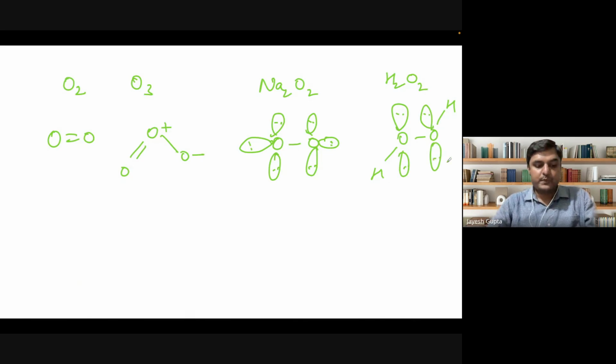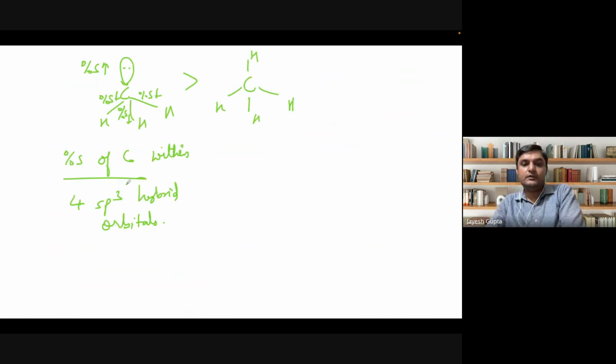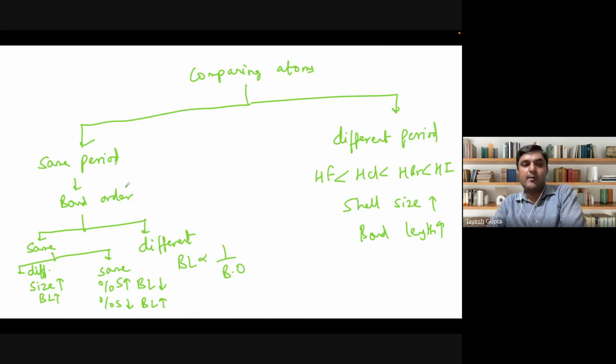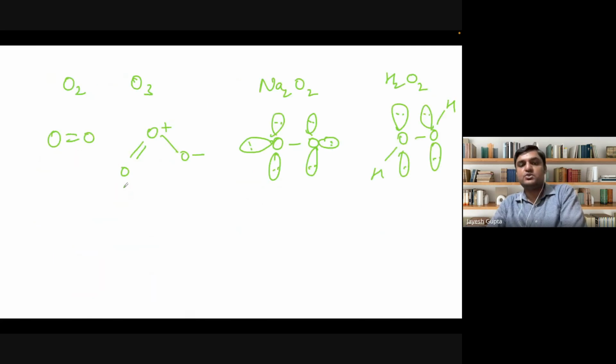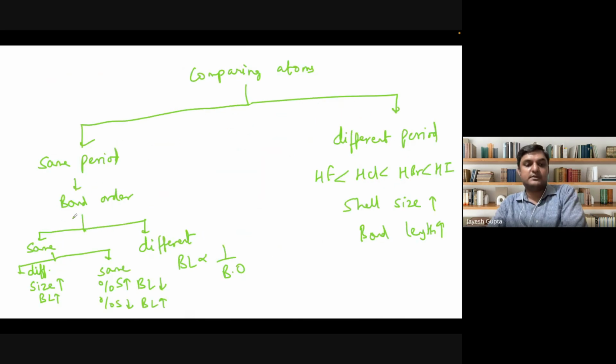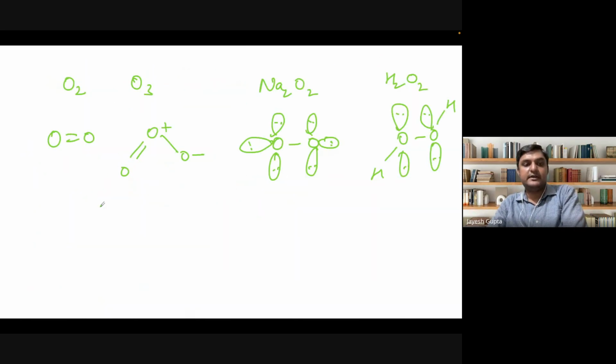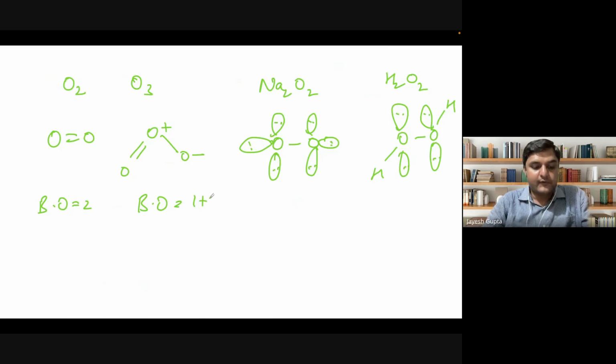Now you have to see. These atoms are of different group, different period, or you can say since all are oxygen, the same period. Then comes bond order. So bond order you have to see, same or different. The bond order for these two compounds, Na2O2 and H2O2, will be the same because a single bond is there. For these two compounds the bond order will be different. Here a double bond, so the bond order will be 2. Here the bond order is 1 plus pi upon sigma. So pi here is 1, sigma is 2, so you get 3 by 2.